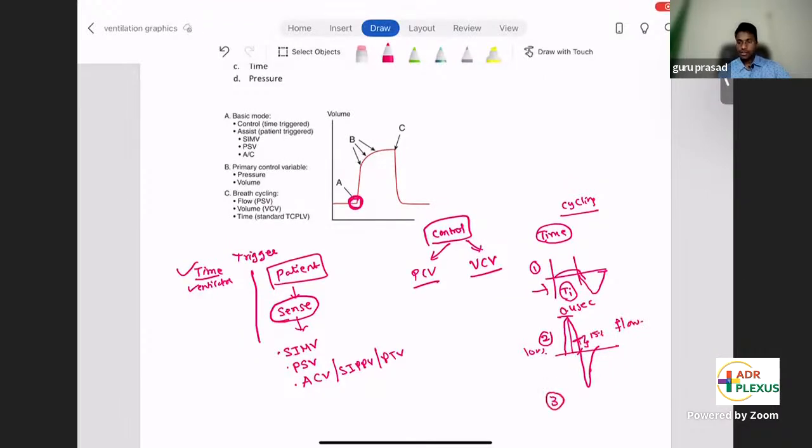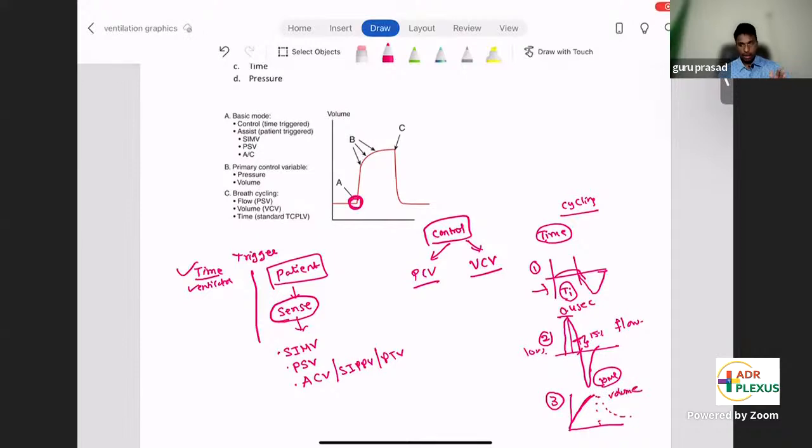Or the other thing which you can do is volume cycling. So you tell the ventilator that when it delivers 10 ml of tidal volume, or 10 ml of air, to the baby, then it should automatically stop giving ventilation. So once it reaches 10 ml, automatically it stops giving inspiration and exhalation starts. So volume also can determine cycling.